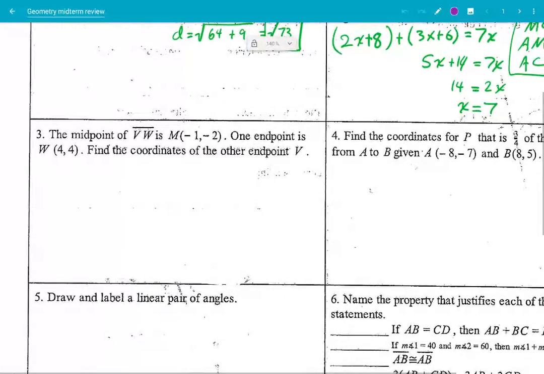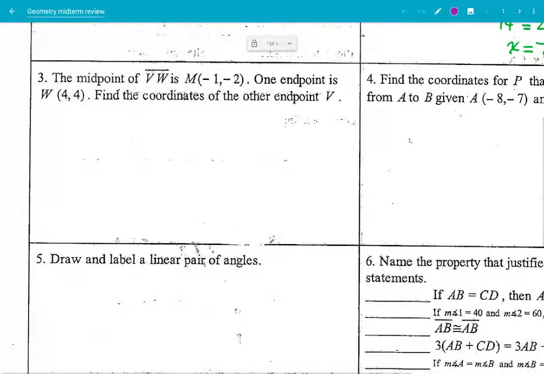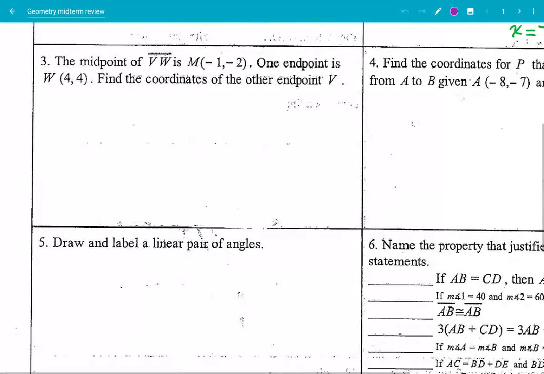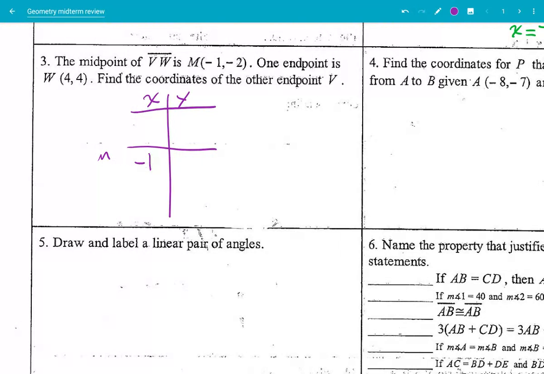Okay. The midpoint of segment VW is point M at -1, -2. One endpoint is W at 4, 4. So find the coordinates of the endpoint V. Let's do this. Make ourselves a merry little table with the midpoint in the middle and the endpoint W we'll put at the top.